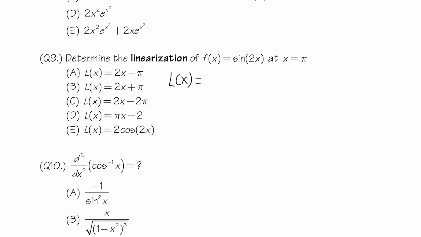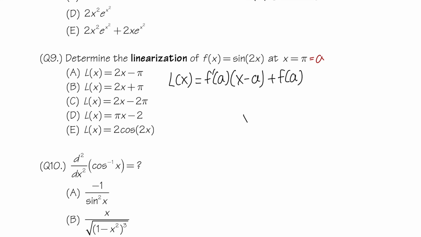L of x is the linearization. You just do f prime of a, where a is pi in this case, all right? That's the slope, and we multiply by x minus a, and then we add the value of the function at a. Really, it's just the point slope form of the line.